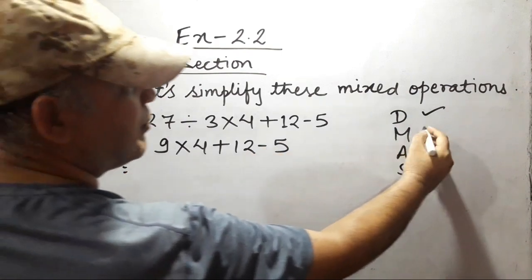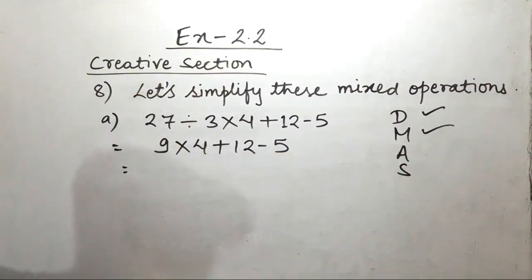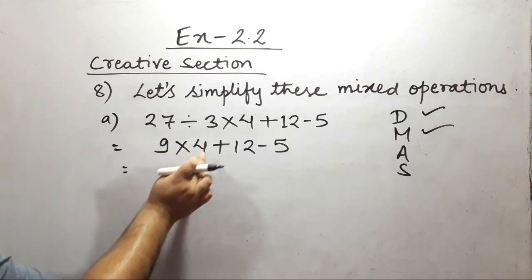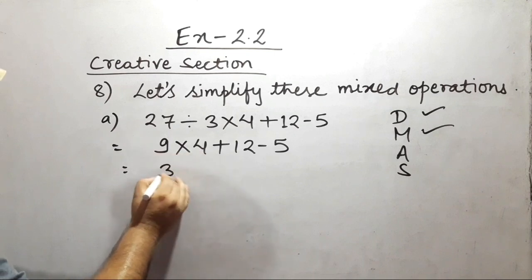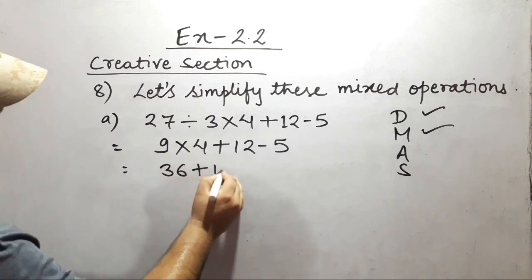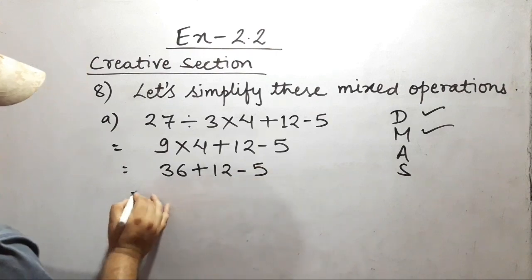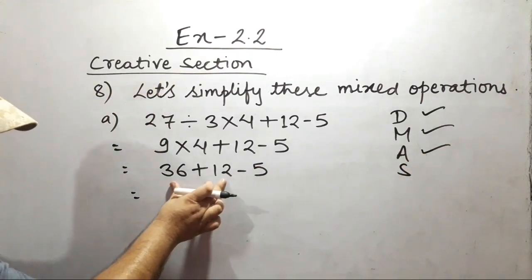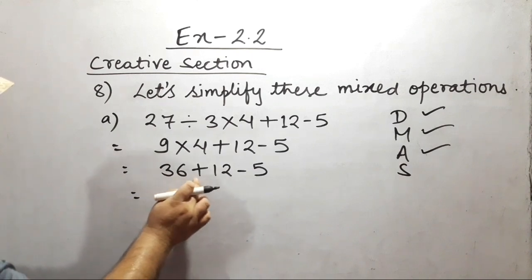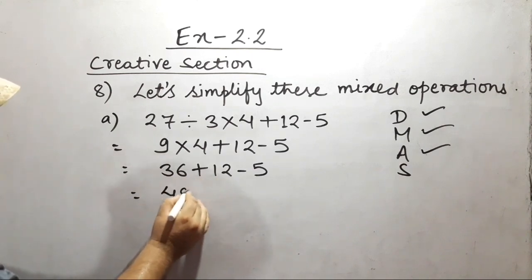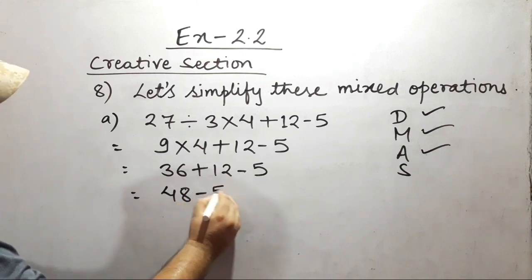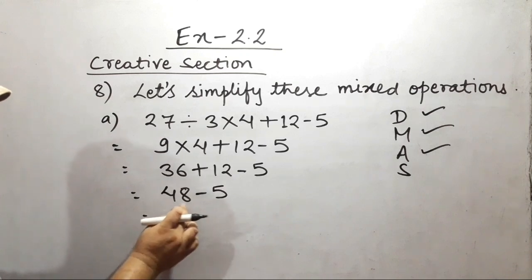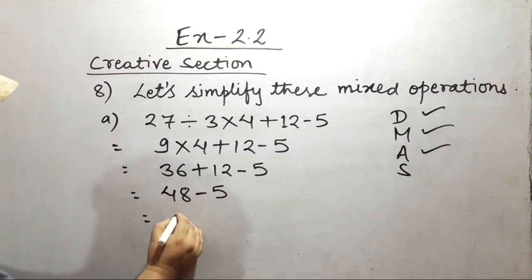After division, we have multiplication. Do we have multiplication? Yes. Here we have got the multiplication of 9 and 4. 9 into 4, 36 plus 12 minus 5. After multiplication, we have addition. So addition of 36 and 12. 36 plus 12, 48 minus 5. So finally, we have got subtraction. Subtraction of 48 and 5. 48 minus 5, 43.